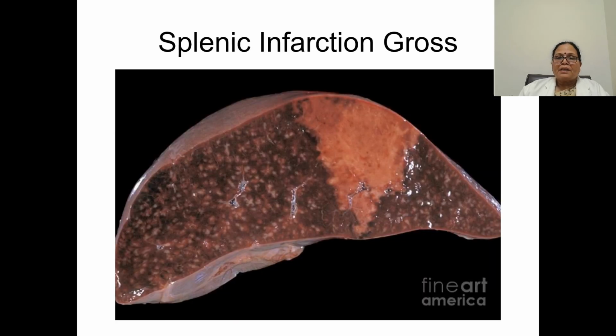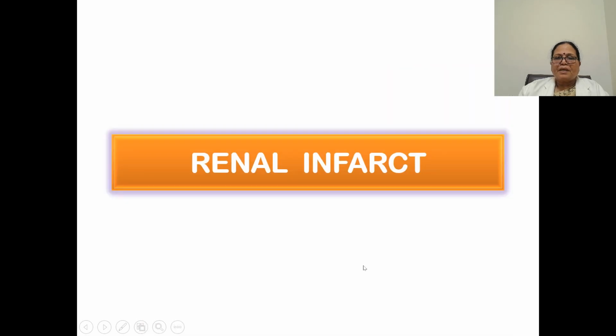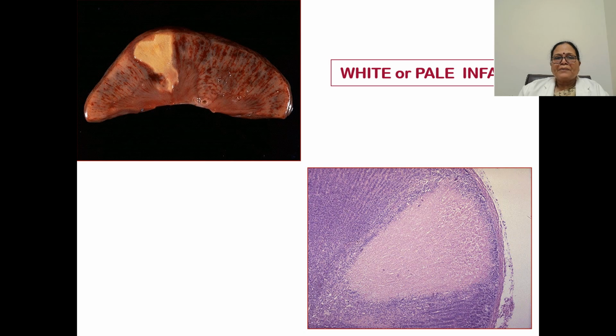Then, this is a splenic infarct on gross and splenic infarct on microscopy. You can see that there's an area of infarct. You can see that there is viable splenic tissue here. Now let us see how a renal infarct looks. This is again an infarct. I've shown you the shape of this. It's a wedge-shaped infarct, and it is a white or pale infarct.